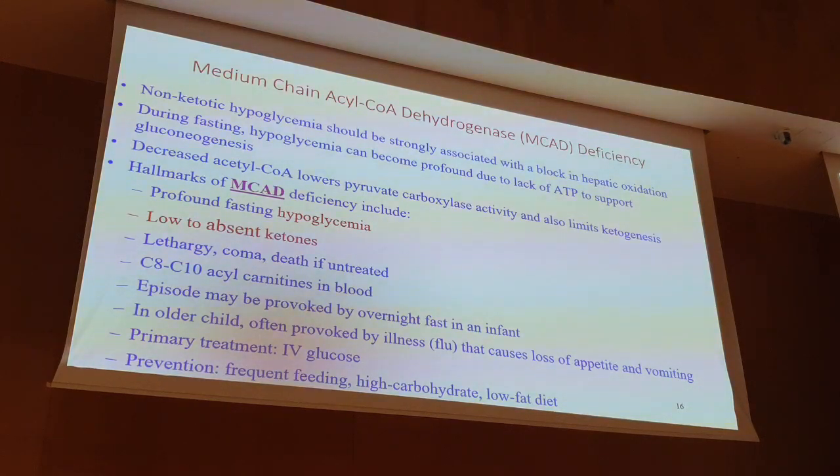It's non-ketogenic because you're not making acetyl-CoA, therefore you cannot make ketone bodies, therefore it's non-ketogenic. Hypoglycemia. All right, they will have extreme hypoglycemia. Okay. During fasting, the hypoglycemia will become very profound or exacerbated. You have decreased acetyl-CoA because you cannot go beyond the number 8 or the number 10. What will the patient look like? Well, there we go. Profound fasting hypoglycemia. Very low or absent ketone bodies.